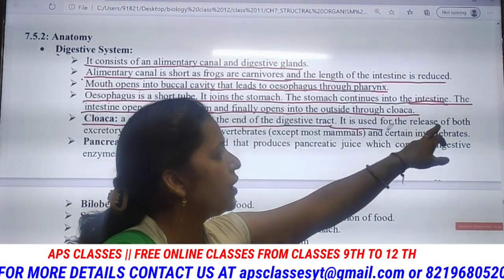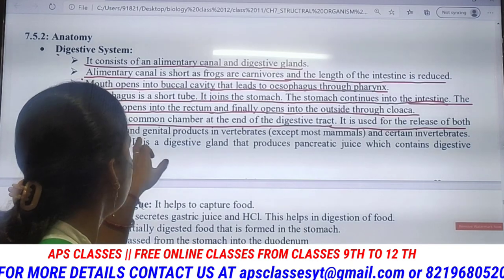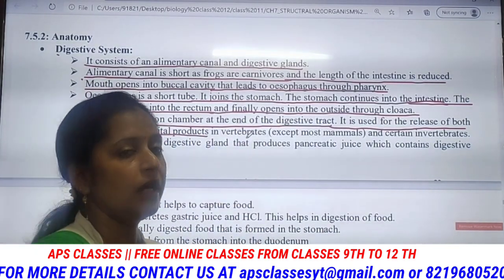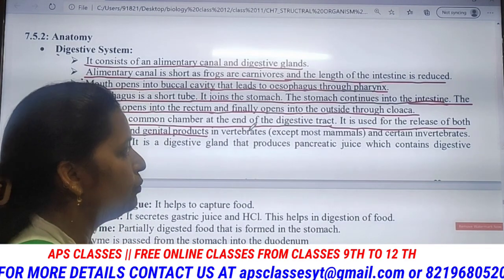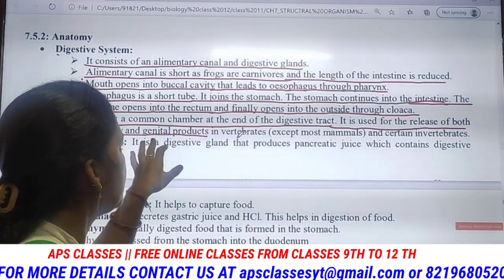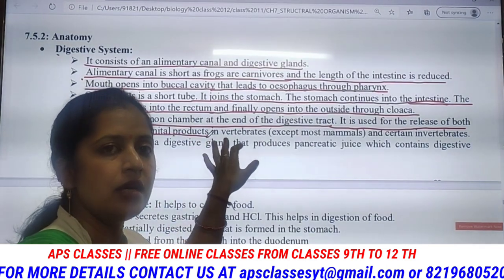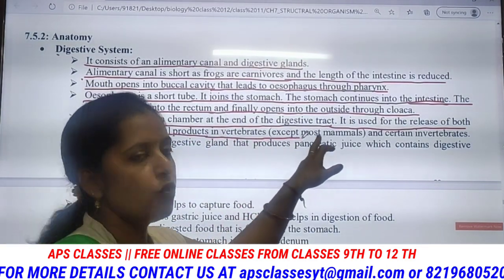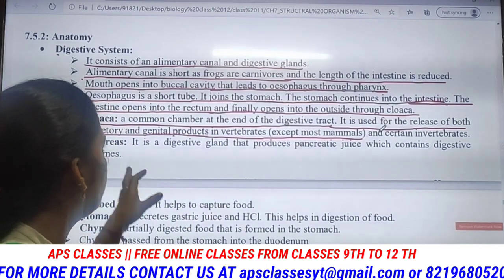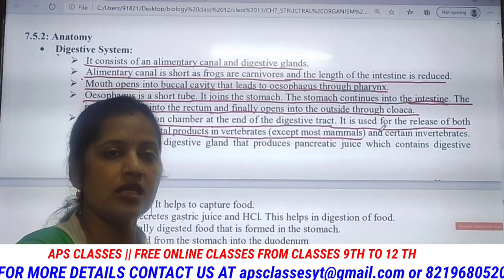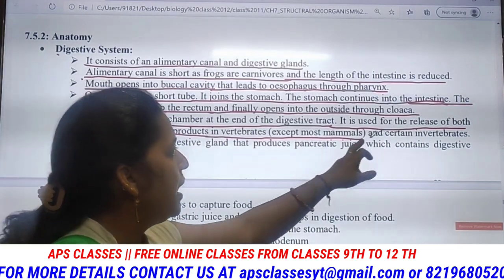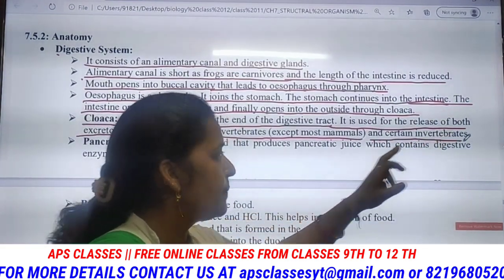It is used for the release of both excretory and genital products. अब इस cloaca का जो काम होता है, it releases both the excretory as well as genital products in the vertebrates except most mammals. जितने भी हमारे vertebrates हैं सब में ये release करता है excretory as well as genital products, with exceptions in case of the mammals and certain invertebrates.